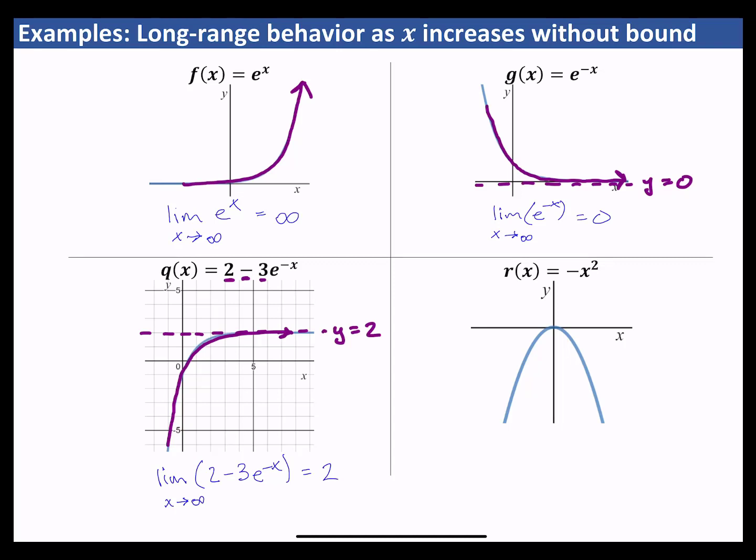Lastly, we have r of x equals negative x squared, and we notice that as x increases without bound, negative x squared decreases without bound. We can write this as the limit of negative x squared as x increases without bound equals negative infinity. In these four examples, as x increased without bound, the function either increased without bound, approached a specific value, L, or decreased without bound. What about when a function demonstrates none of these behaviors?